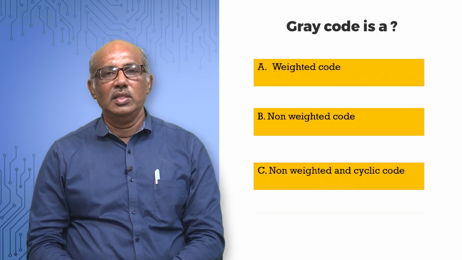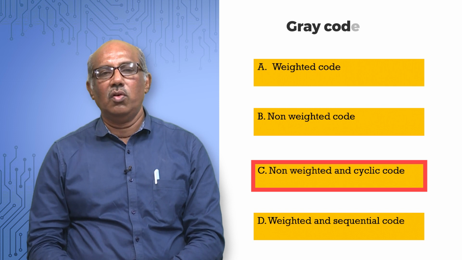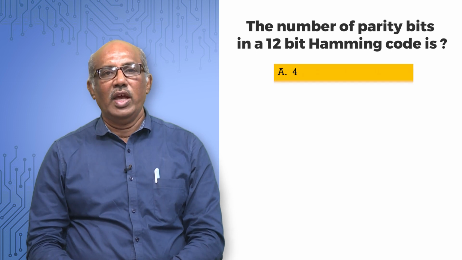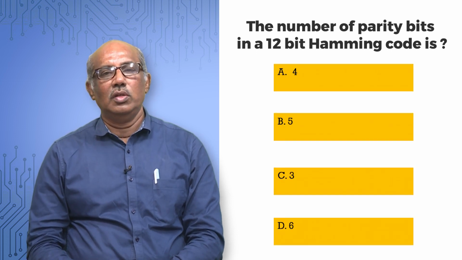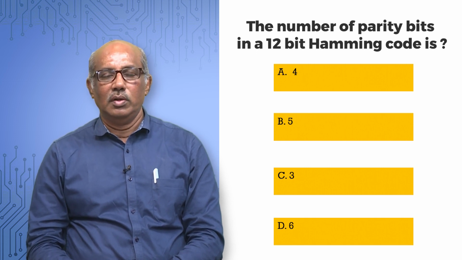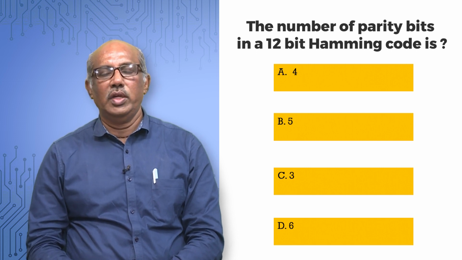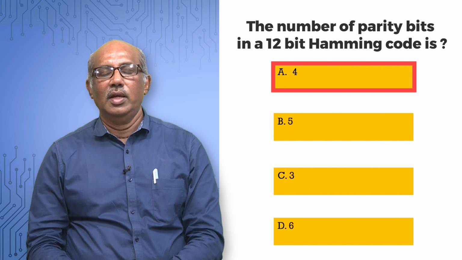Gray code is a non-weighted and cyclic code. The number of parity bits in a 12-bit Hamming code is, as we know, we place the parity bits at positions 2 raised to 0, 2 raised to 1, 2 raised to 2, and so on. We have one parity bit placed at position 2 raised to 0, that is 1, the second at 2 raised to 1, that is 2, the third at 2 raised to 2, that is position 4, and the fourth at 2 raised to 3, that is position 8. So, how many parity bits are there? The correct answer is option A, that is 4.